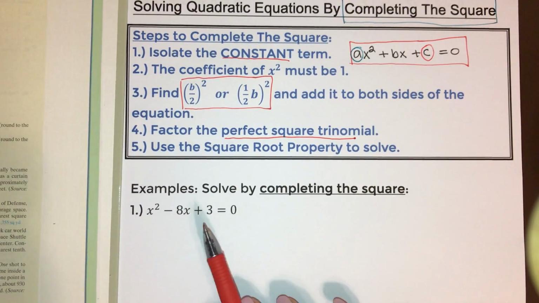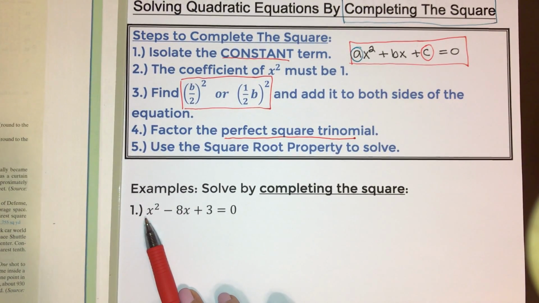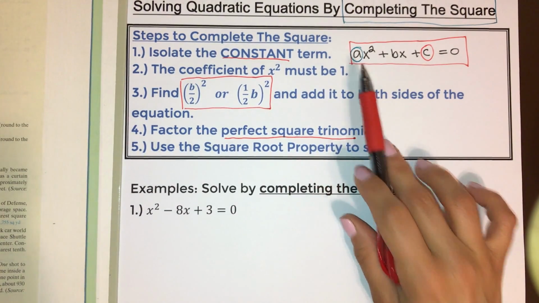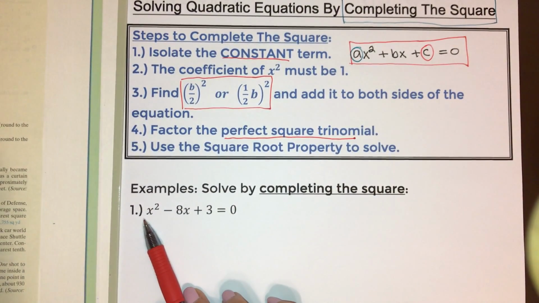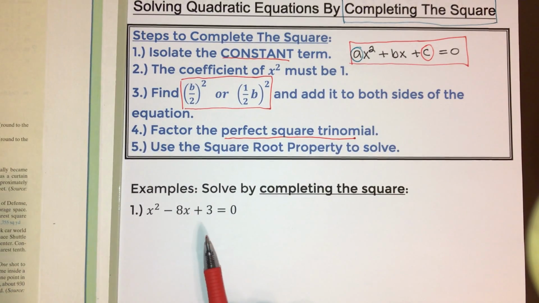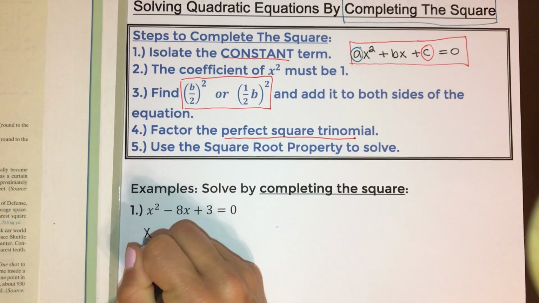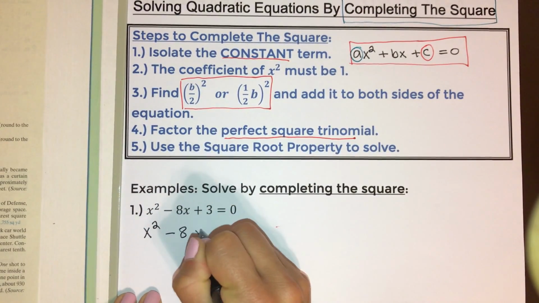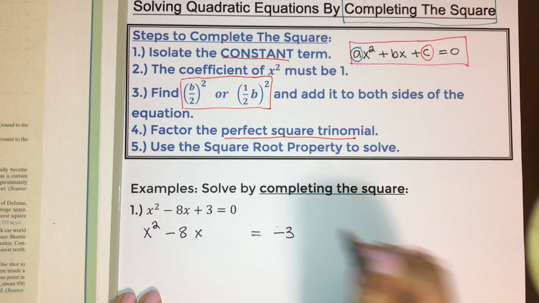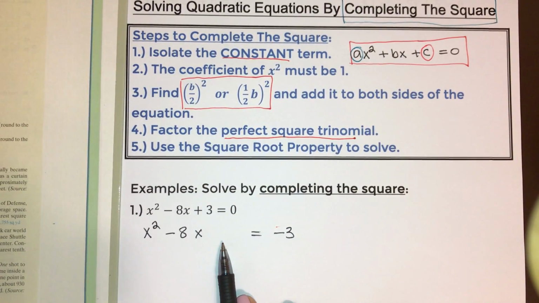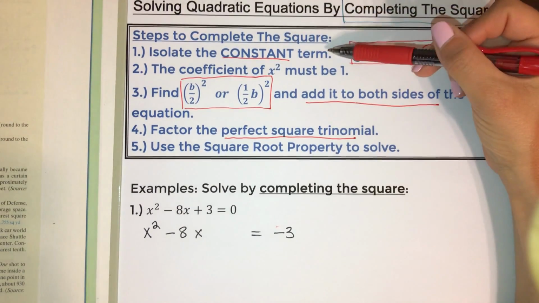So here I have my a value, right? The coefficient of x squared, that's equal to 1, so that's good. We do need to isolate our constant term. The constant term here is 3, so we're just going to subtract that from both sides and we have it isolated. I left a little bit of space here because we do need to add to both sides of the equation. So I've isolated the constant term.